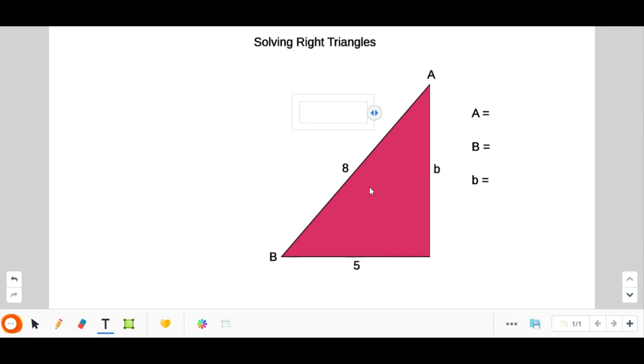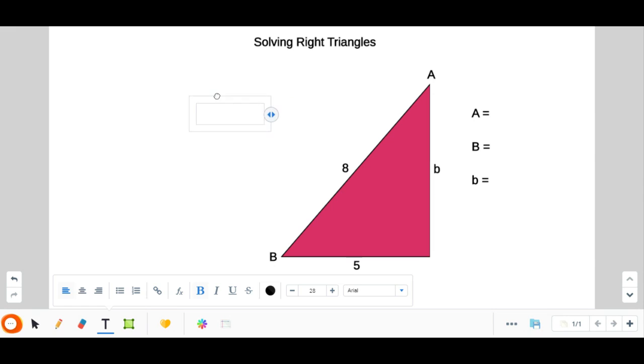Now, as far as what we want to do first, the truth is we can do any of them first. Probably the easiest way to go would be, since we already know two of the sides, to find the third side using the Pythagorean theorem. We know the hypotenuse is 8. One of the sides is 5. We want to find side b. So the formula would be 5 squared plus b squared equals 8 squared. Again, always make sure the hypotenuse is on the side by itself. So we have 25 plus b squared equals 64.